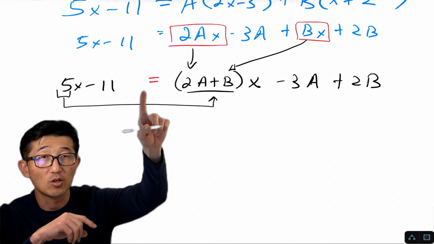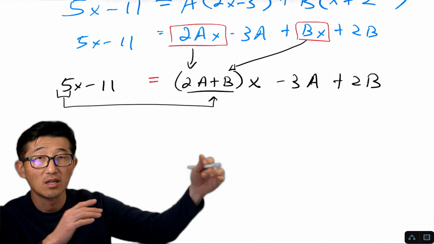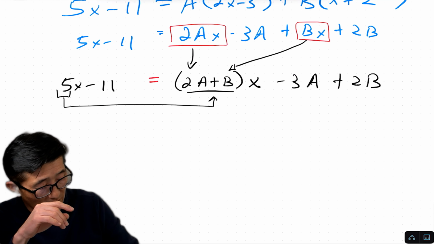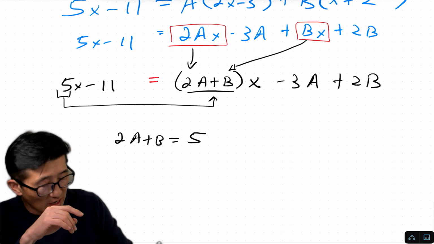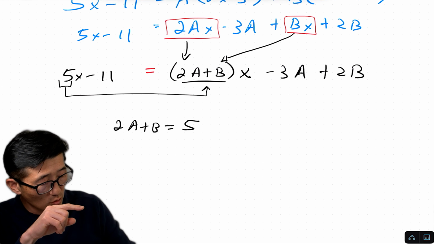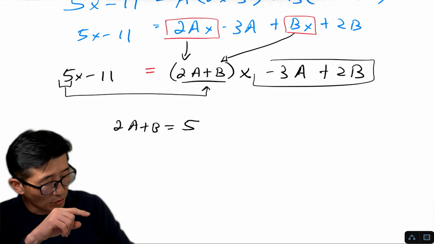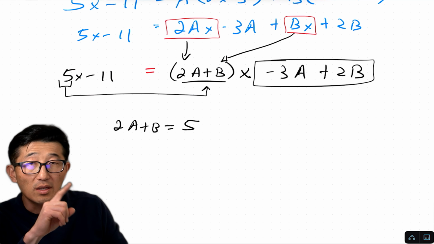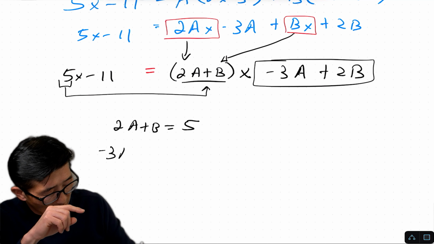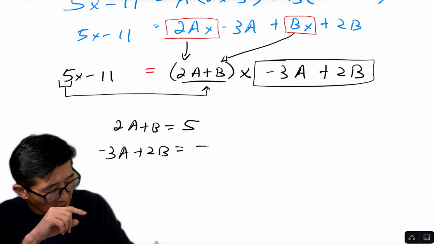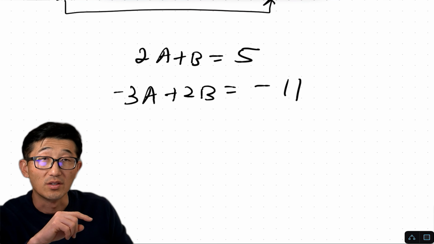Equal sign means the left side is equal to the right side. So this whole thing better be equal to 5. So this is 2a plus b equaling 5. Okay, so we're done with that. But what is this going to be equal to, this whole thing? Negative 11. Don't forget negative 11. Good. So negative 3a plus 2b equals negative 11.